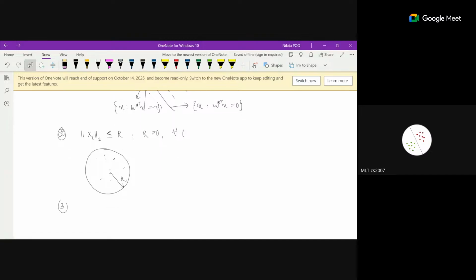And the third assumption we make. In this case, the value of R is the norm of the highest xi, is it? Yes. Right? We can say that. You can say, yeah. Okay.